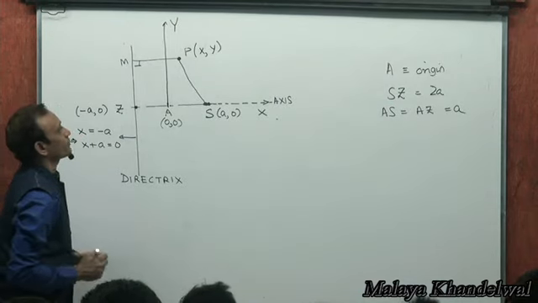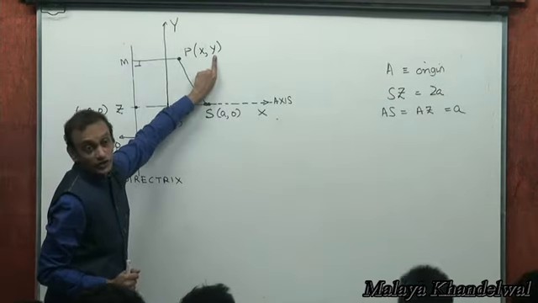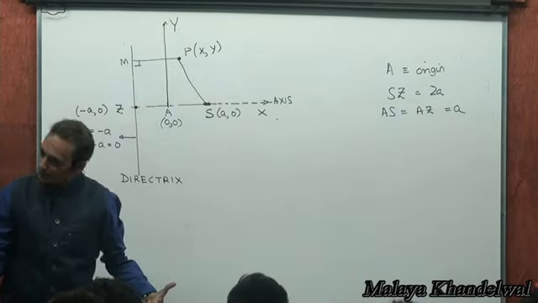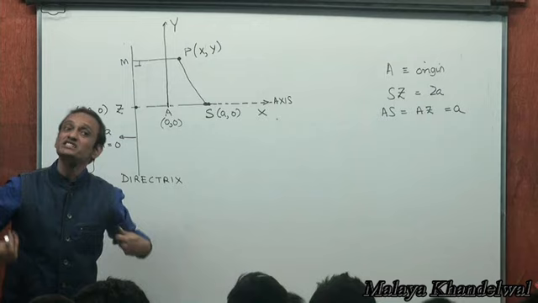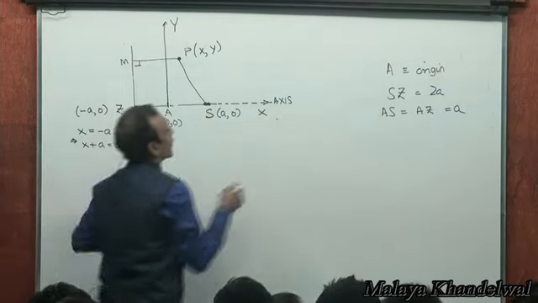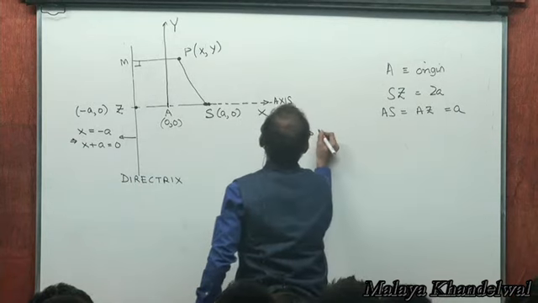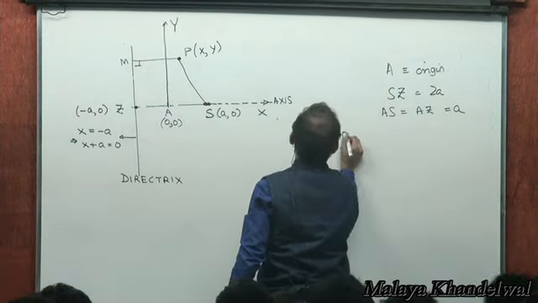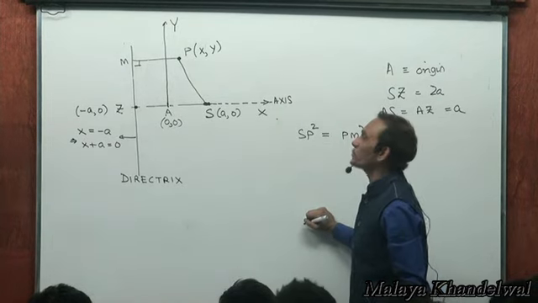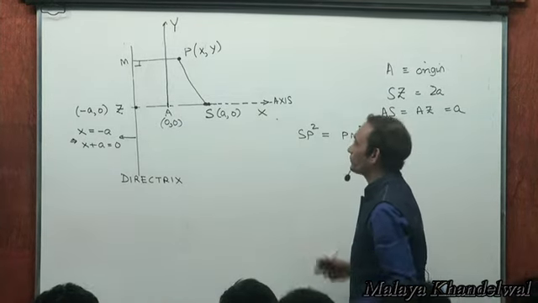Now, I want to connect the x and y coordinates of the moving point to get the equation of the trajectory, the equation of the parabola, and that's going to be the standard equation of the parabola. SP is PM, so SP squared is going to be PM squared.